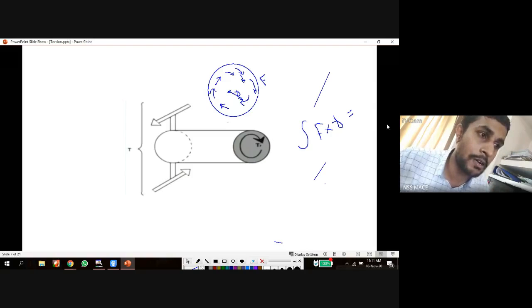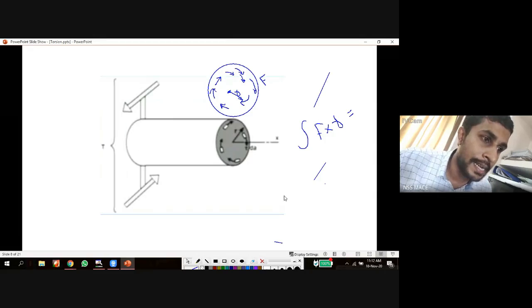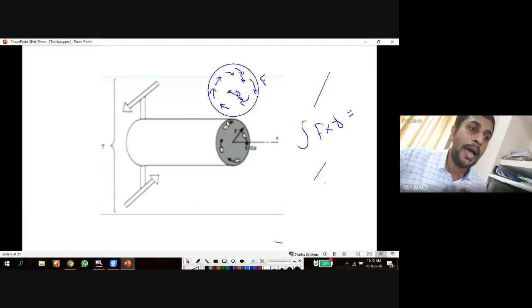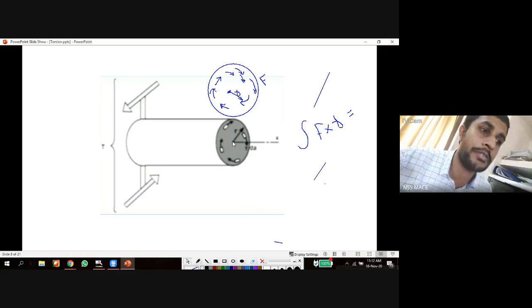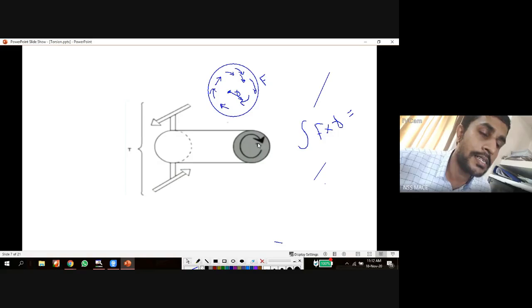How is this internal torque developed? The internal torque is developed because of this shear stress or shear force developed across the cross section. And across any cross section, this shear force is developed, and shear force makes a moment with respect to the center of the shaft. So the integral of the shear force moment with respect to the center is this resistant torque. That is the resistant torque. Any doubt?